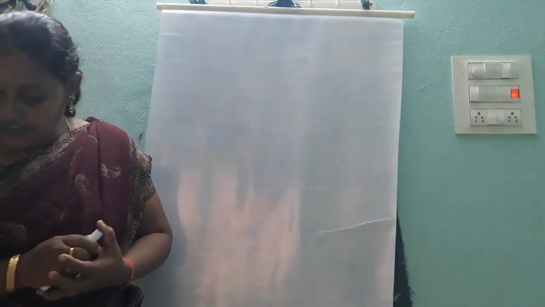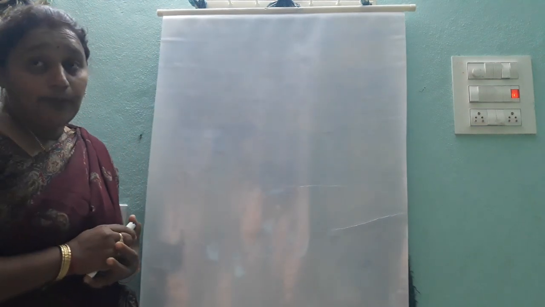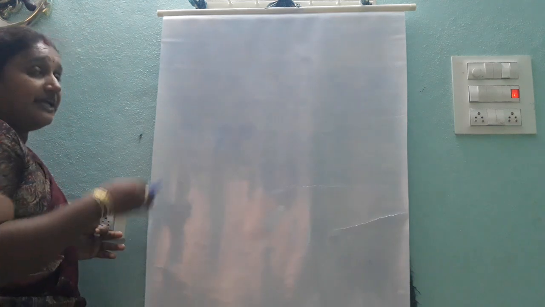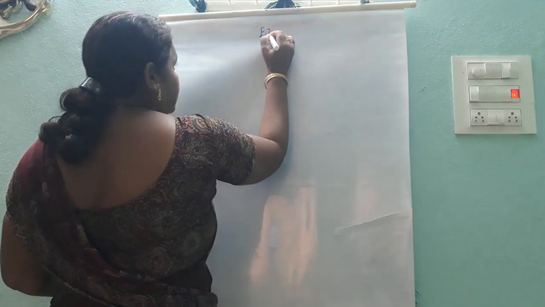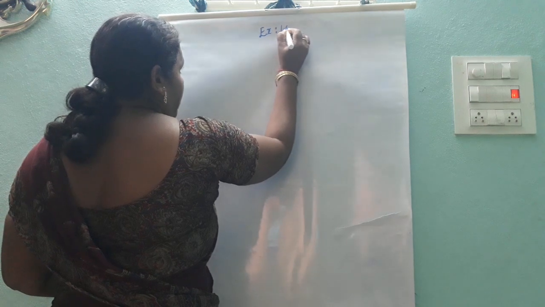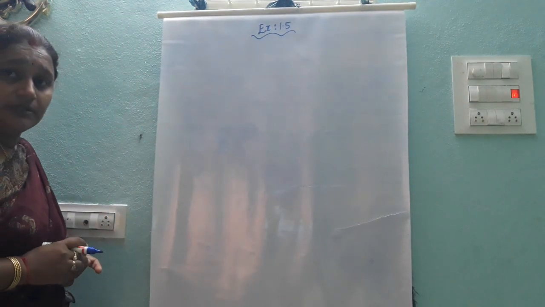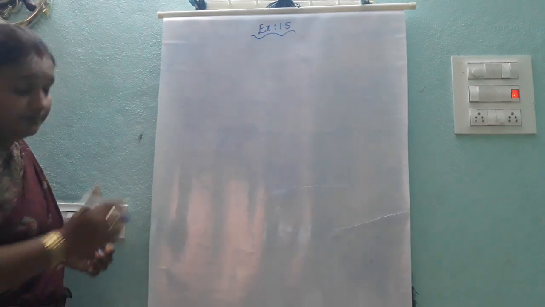In the previous session we completed exercise 1.4. Now we are going to start exercise 1.5. See, in exercise 1.5 we first have the expanded notation. How will we write the expanded notation? Look at that, exercise 1.5, expanded notation.